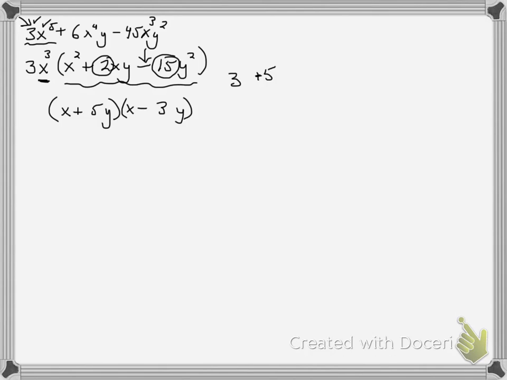Check it. First terms, x squared. Outer terms, minus 3xy. Inner terms, plus 5xy. That would leave me with plus, sorry, my thing's not writing well, plus 2xy. And last terms, minus 15y squared. Okay, so that checks. Always, always check it, please. All right, so don't forget to carry this down. And that is how that one factors.